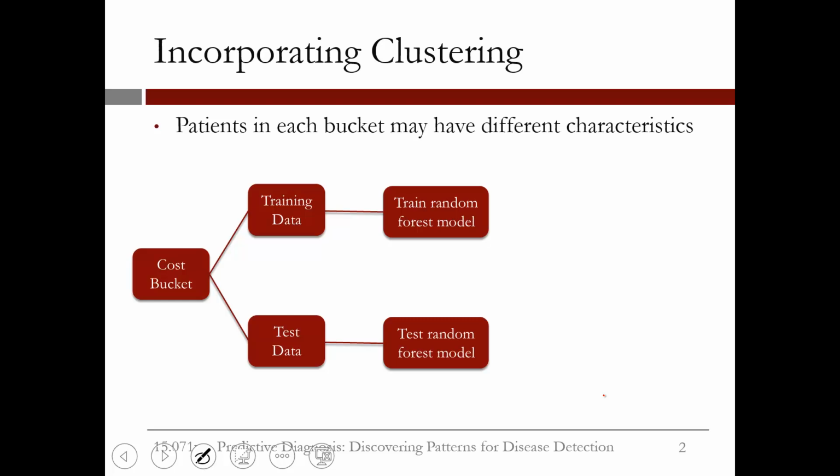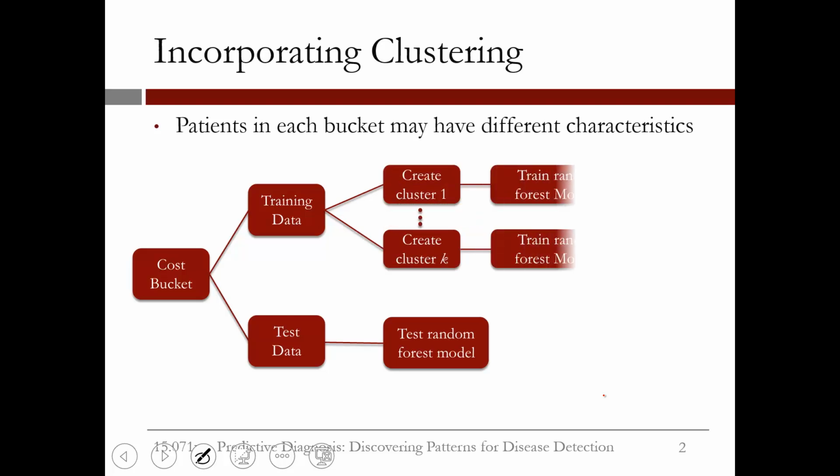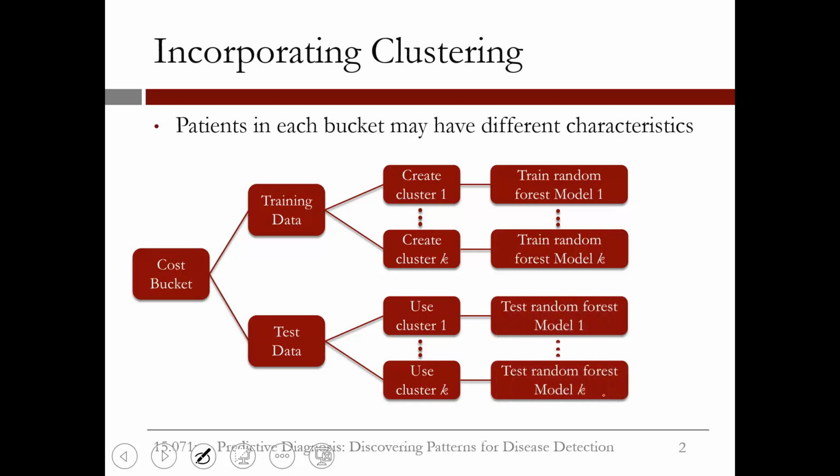Let us now introduce the idea of clustering. Patients in each bucket may have different characteristics. For this reason, we create clusters for each cost bucket and make predictions for each cluster using the random forest algorithm. Clustering is mostly used in the absence of a target variable to search for relationships among input variables or to organize data into meaningful groups.